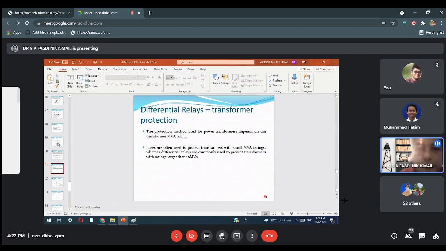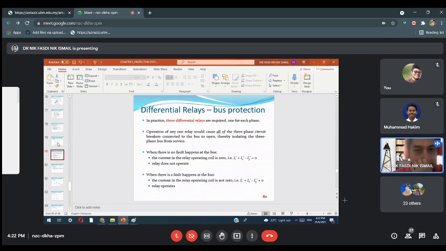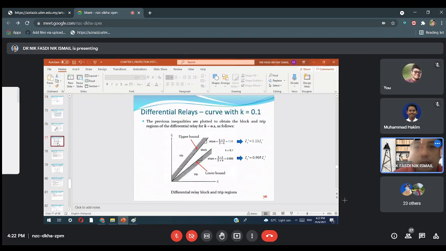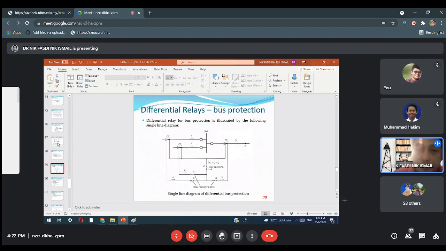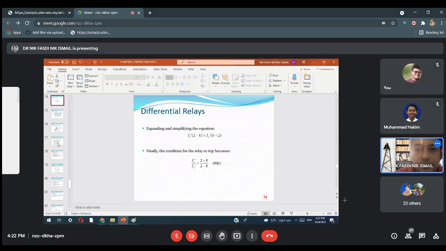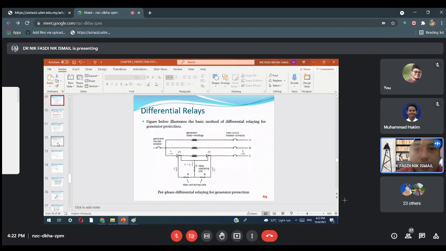Okay. Differential relay for transformer protection. Tadi generator ke? Tadi generator. So the first one is generator. Then we go to the protection of the bus. Then the next one is the transformer. Okay, this is transformer, right? Kenapa the first one is a generator? Because you tengok betul dia nak protect winding kan? Itulah winding. So this is the generator.